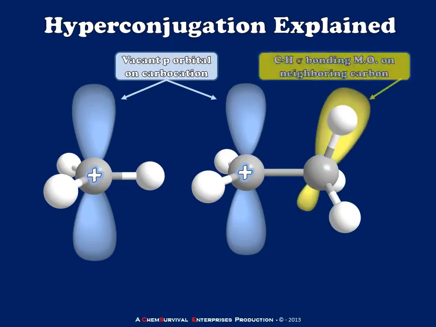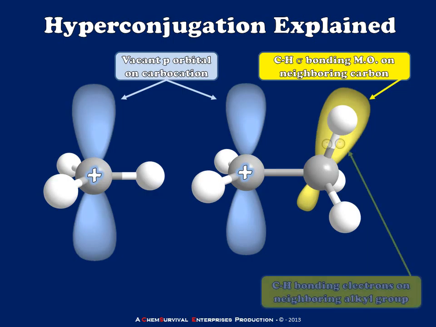a neighboring CH sigma bonding molecular orbital. And this bonding molecular orbital is actually filled with electrons. That's how it's holding on to the hydrogen. But we also know that these electrons, though I've drawn them here in between the two bonded atoms, actually have free run of that entire volume that is defined by the molecular orbital.